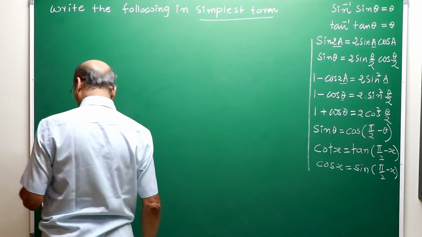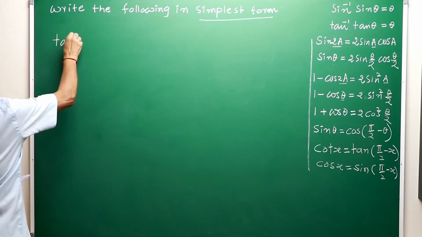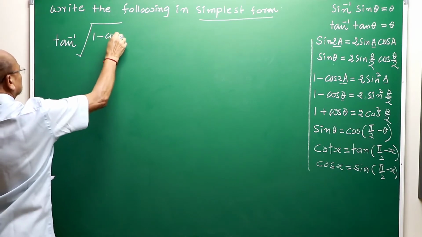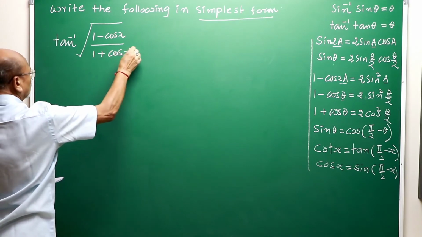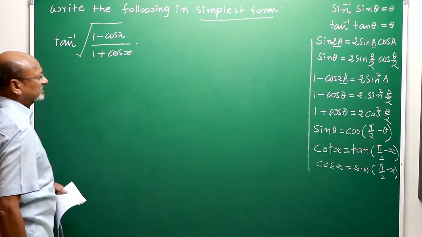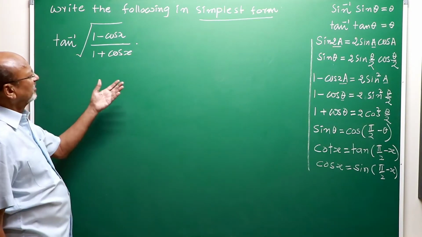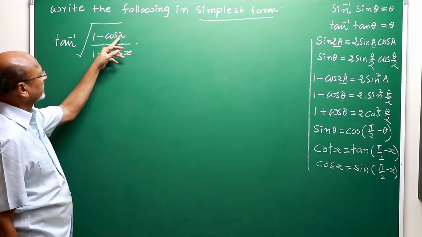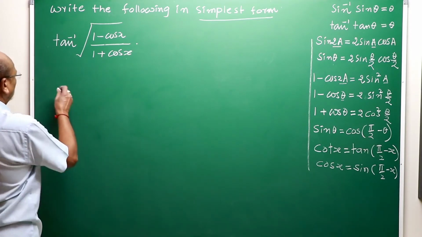First example: tan inverse of square root of (1 minus cos x) upon (1 plus cos x). You have to express this in the simplest form. Simplest form means you have to simplify. Use the formula: 1 minus cos x is 2 sine square half of the angle, and 1 plus cos x is 2 cos square half of the angle. Use that formula.